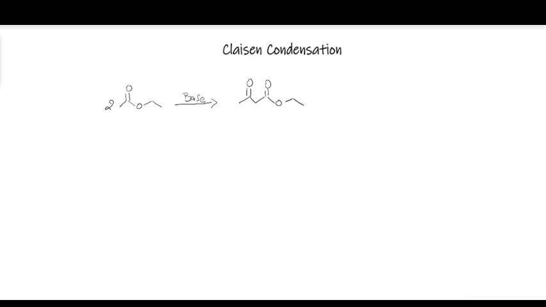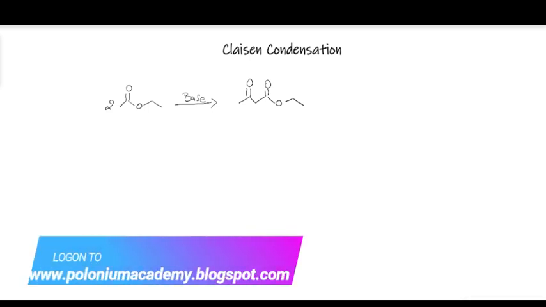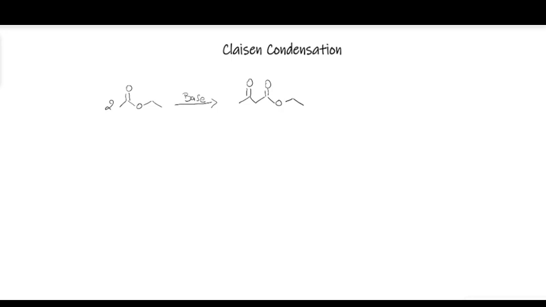Claisen condensation is a very important carbon-carbon bond-forming reaction that involves the self-condensation of an ester to give beta-keto esters, or its cross-condensation with another carbonyl compound to give the corresponding product in the presence of a base. In this video, we'll talk about the different types of reactions based on this condensation reaction and its mechanism. So let's begin.